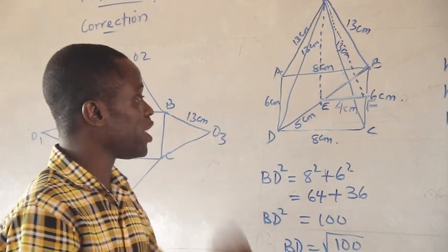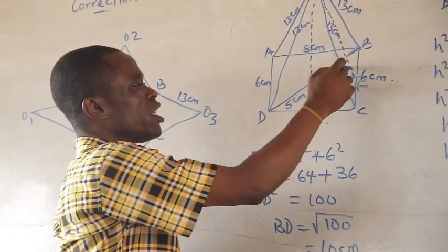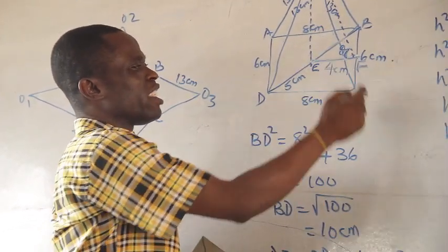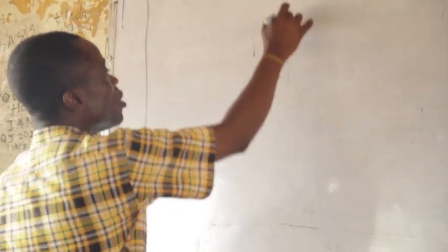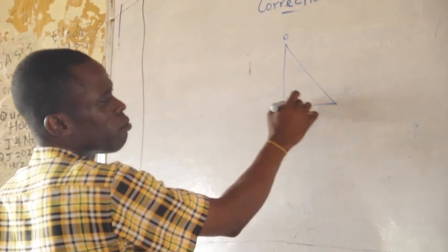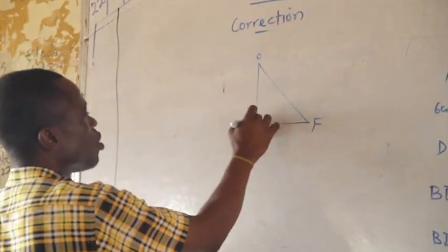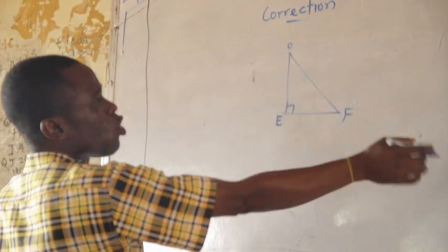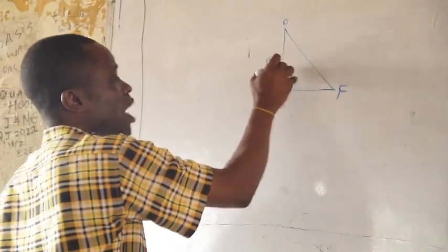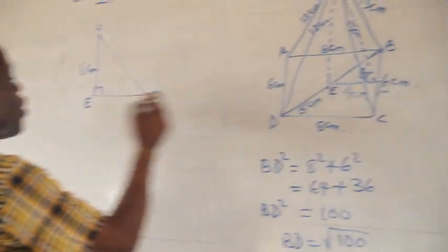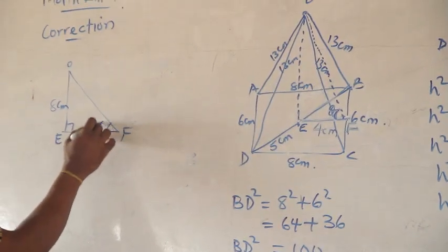So let me quickly find the angle. This is the angle here. This is the inclination. I will call it theta. So let me just bring out the triangle. This is O. We have F. And this is what? E. So OE is the perpendicular height that we have here, which is 8 centimeter, and this one EF is what? 4 centimeter. We are looking for this angle.